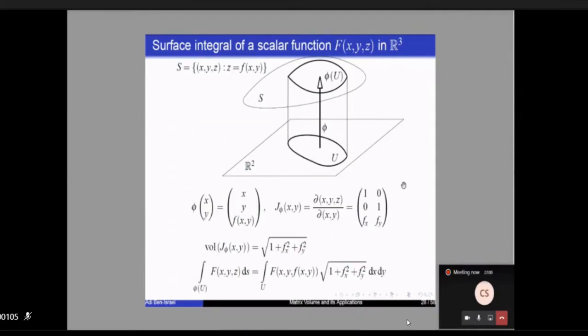Okay, here is an illustration. I have to integrate a function capital F on the surface S, and in particular on a portion phi(U). This integral is the same as the integral over U below of the function. And now the function does not mention z. Instead of z, we have f(x,y). And the volume of the Jacobian is the square root of 1 plus f_x squared plus f_y squared.